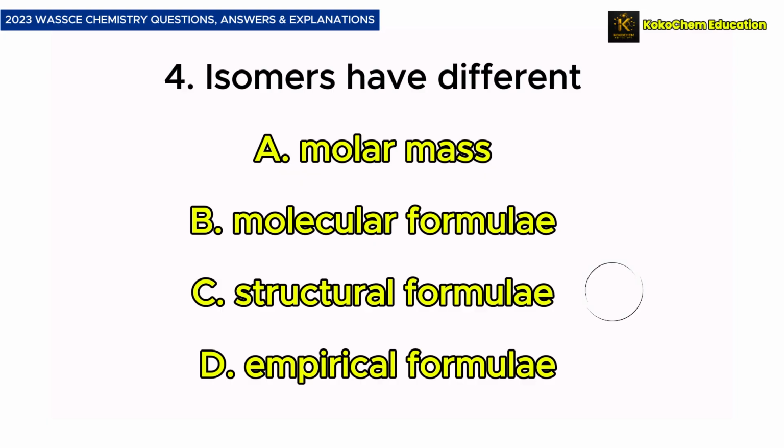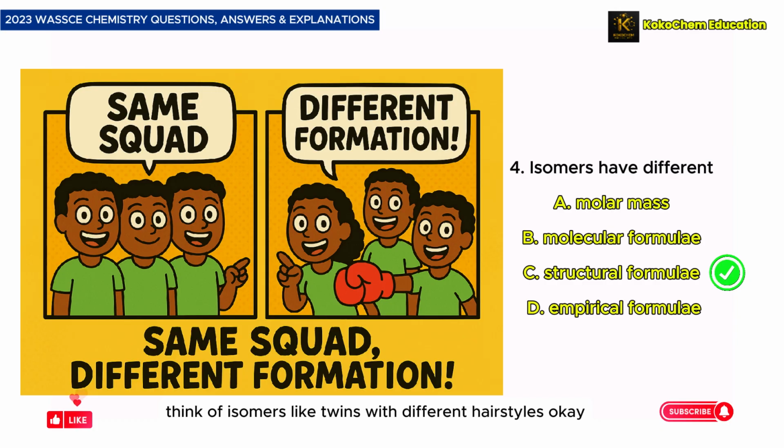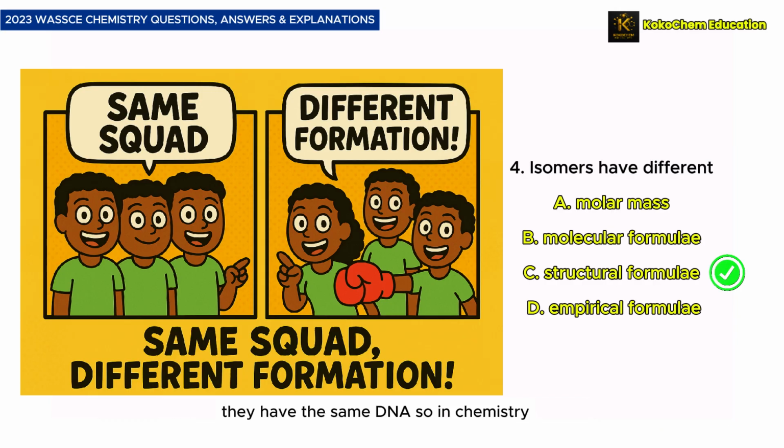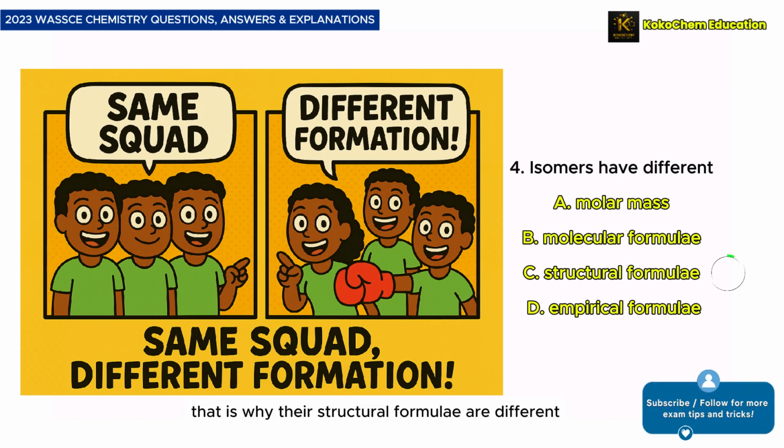The correct answer is C. Structural formulae. Explanation: think of isomers like twins with different hairstyles, okay? They have the same DNA. So in chemistry, isomers have the same molecular formula, but their atoms are connected differently. That is why their structural formulae are different.